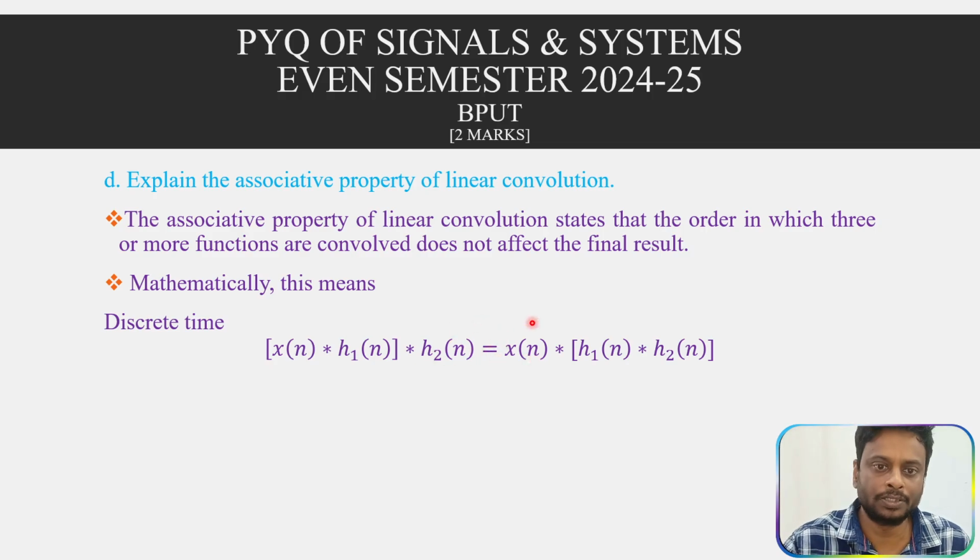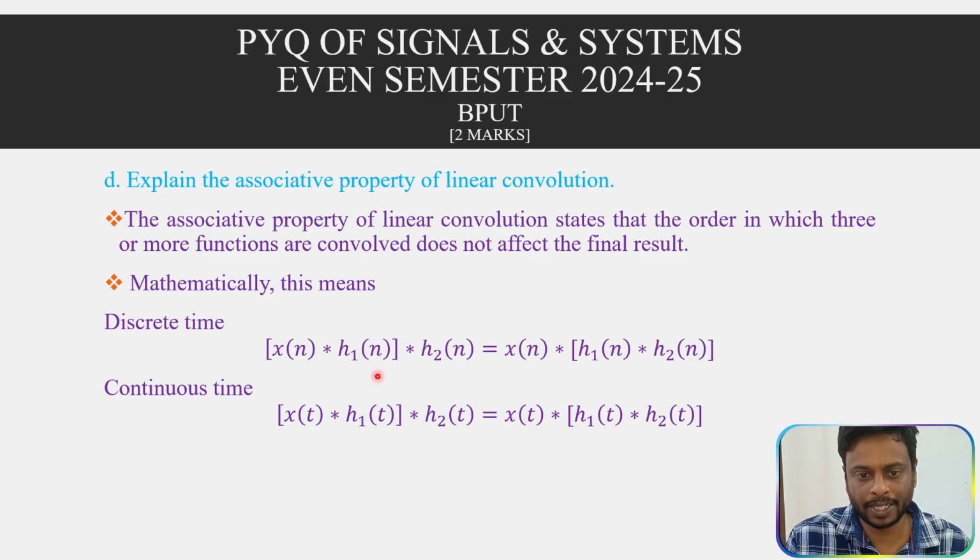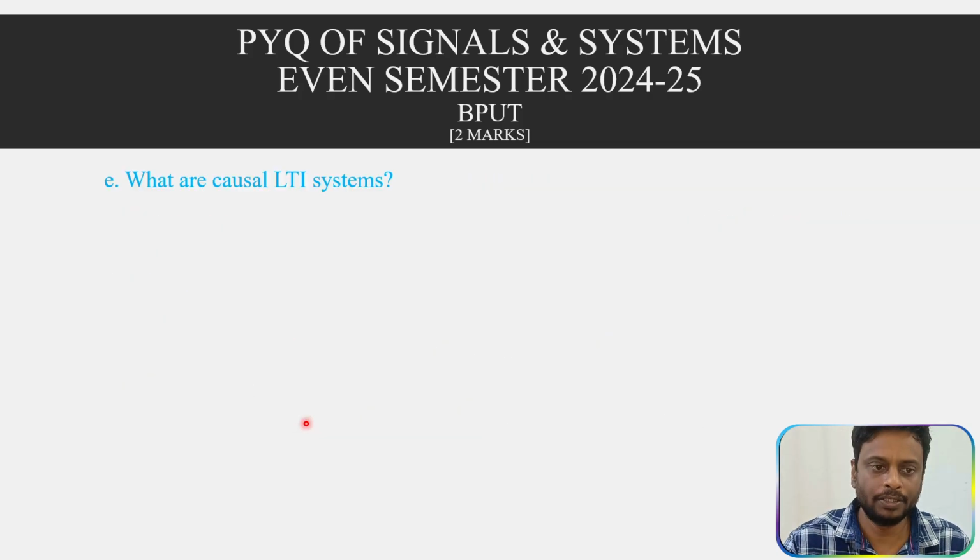This is called the associative property of linear convolution. This is in discrete time. We can have the continuous time also, where n is replaced by t. So this is the same as that. So these are the associative properties of linear convolution. This is for discrete time, and this is for continuous time. Next one is: what are causal LTI systems?